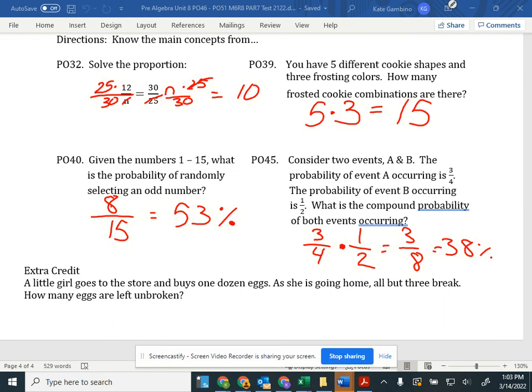Any questions on these reviews? Is it making sense? Any mistakes that we made?